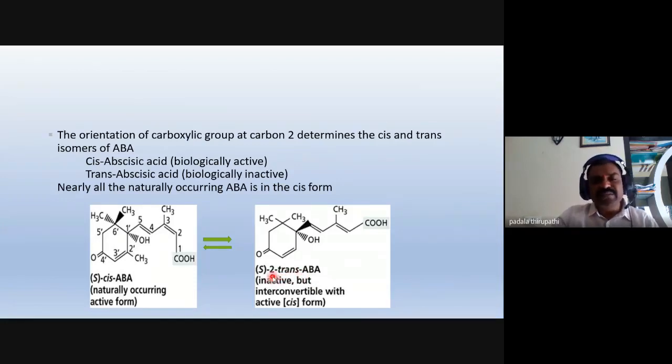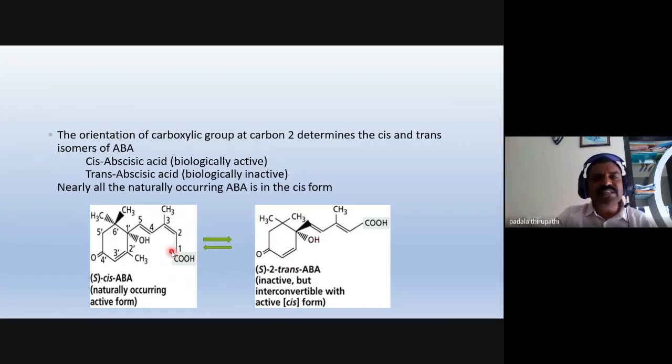Then this is the trans ABA, the 2-trans ABA. This is inactive but interconvertible with the active cis form. So these two isomers are interconvertible, but only the cis ABA is active. It is naturally occurring. At the same time, the trans ABA structure is the inactive form. So this is the active and this is the inactive form.